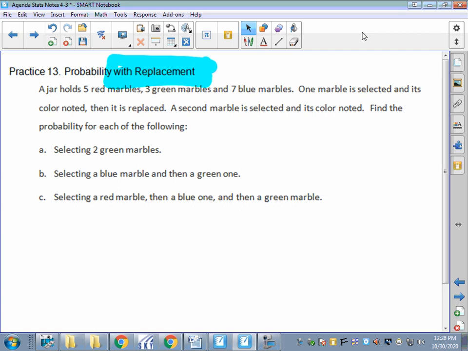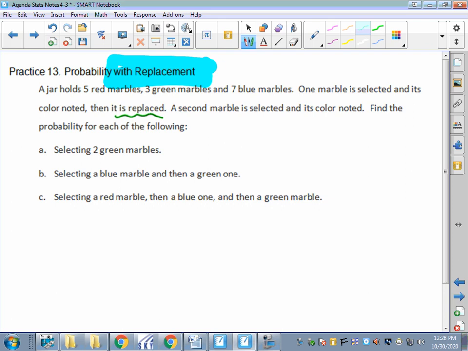When you do the problems. So it says, I've got a jar of 5 reds, 3 greens, and 7 blue marbles. 1 marble is selected, its color is marked down, and then it is replaced. A second marble is selected, and its color is noted. Find the probability for each of the following.